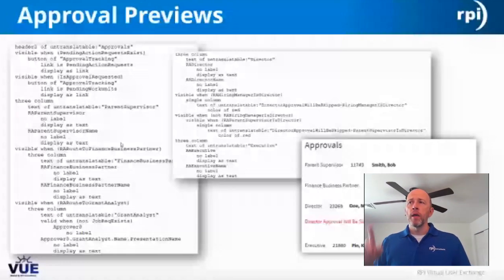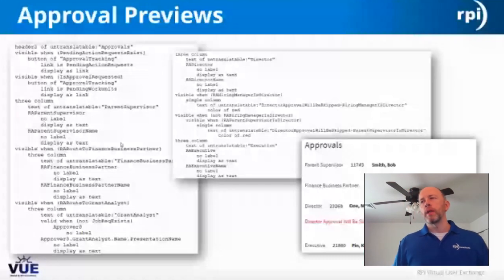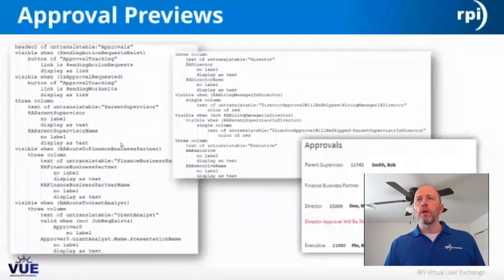And, oh, by the way, the hiring manager is me, Mary Doe, who is also a director. So I'm going to skip that approval level. So it gives that feedback right away. And in this particular one, the parent supervisor could also be a director. If that was the case, there's another conditional field that displays that and shows an appropriate message as well. The code on the left and the middle is just the LPL code for the job requisition information form, where it's displaying all of those user fields and how they get laid out.